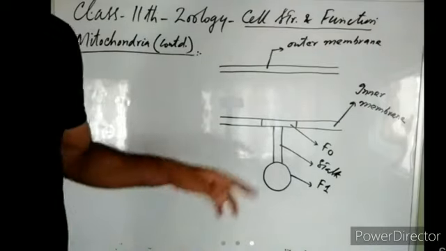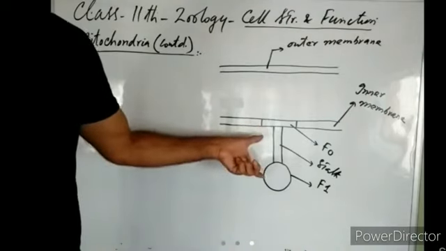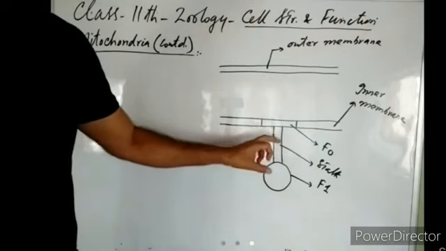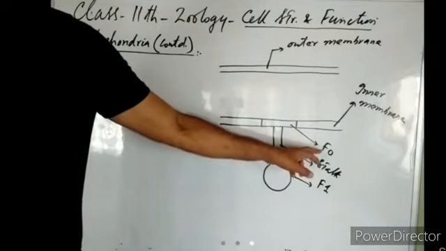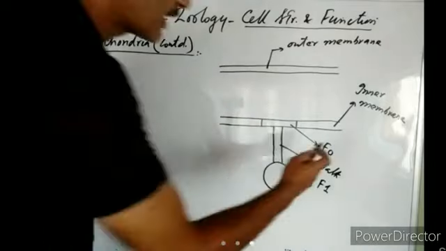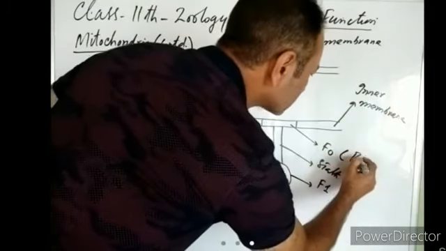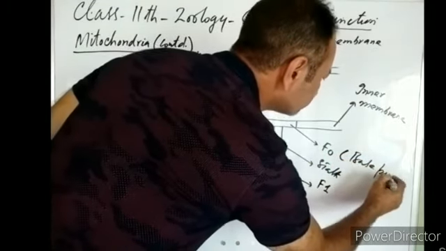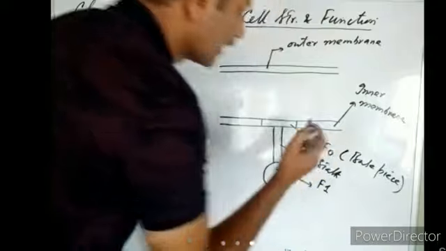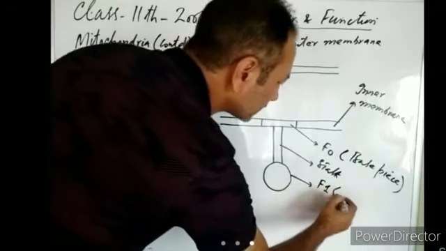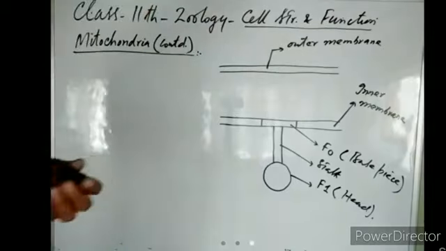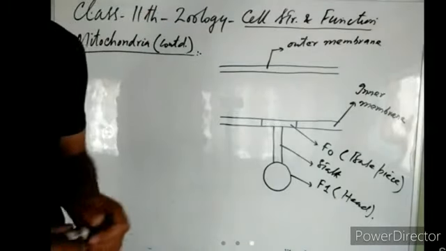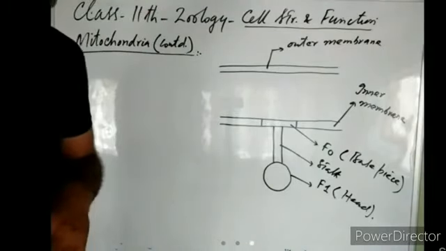Now you know each elementary particle is formed of three parts. The F0 part, known as the base piece, the stalk, and the F1 fraction, that is known as the head, right? So this base piece, stalk, and head form an elementary particle.